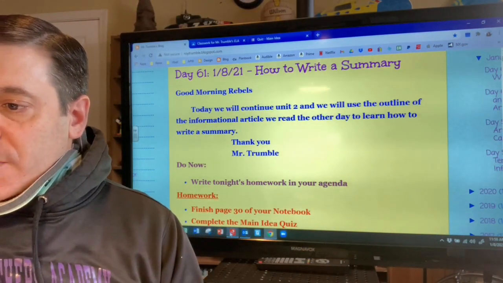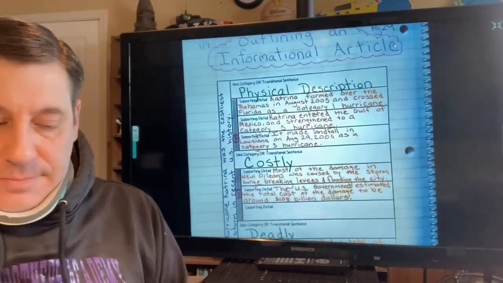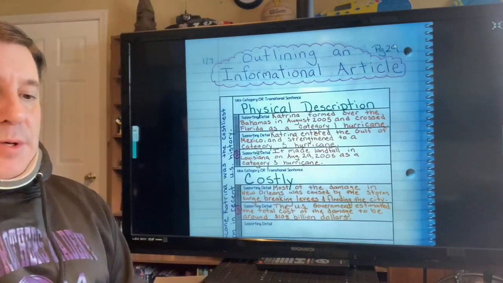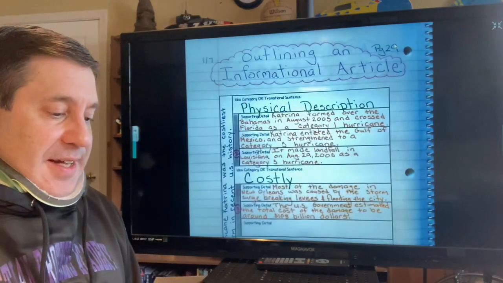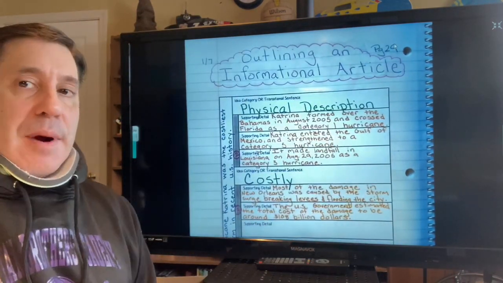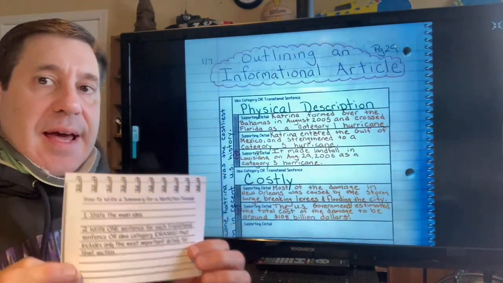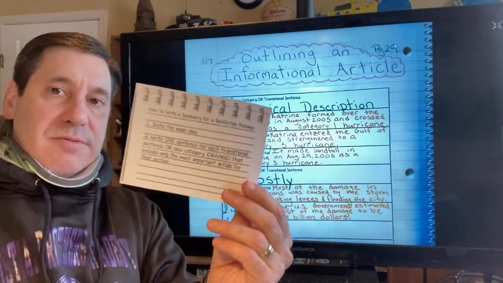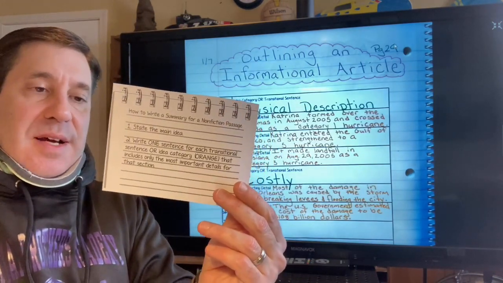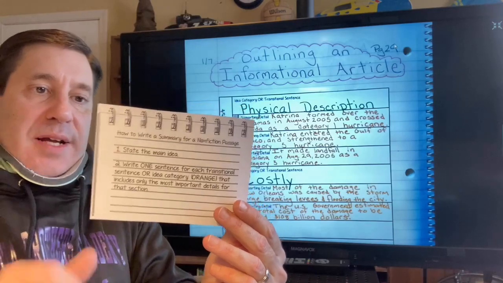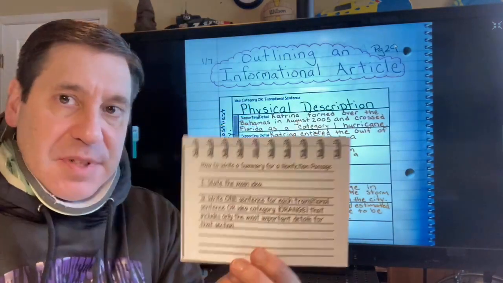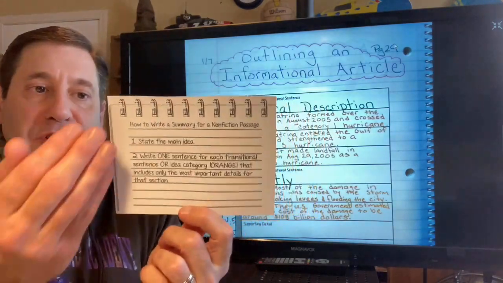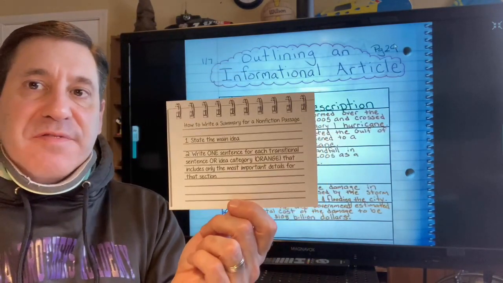So I'm going to turn over to my document camera. And here you can see yesterday, page 29, which is what we worked on. And this is actually the outline that we did in preparation for writing a summary. When you look at how to write a summary, you see that there's only two very short steps. And so writing a summary is a deceptively simple thing to do, but it's also very complex. If you just try to do these two steps, it would be very, very difficult.